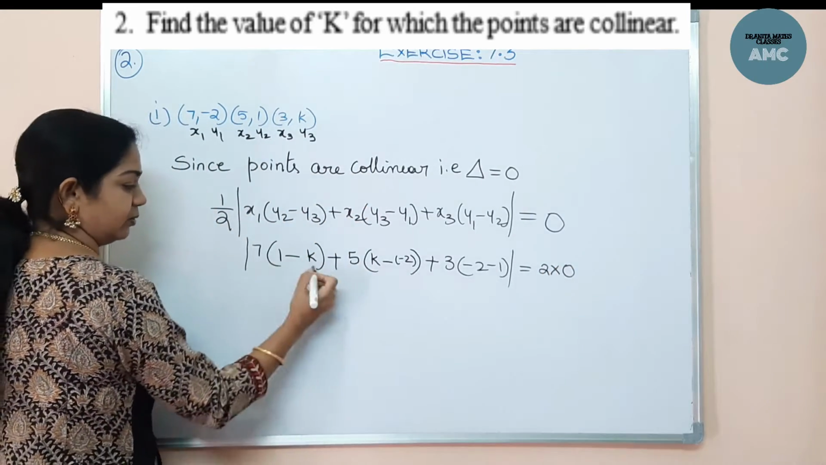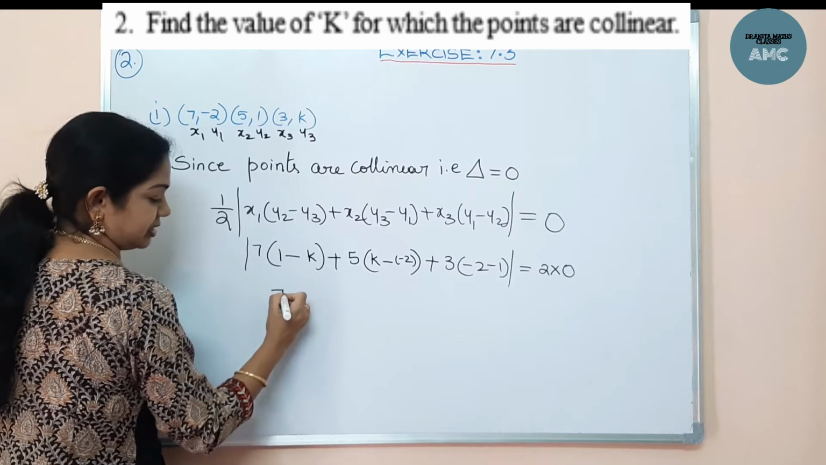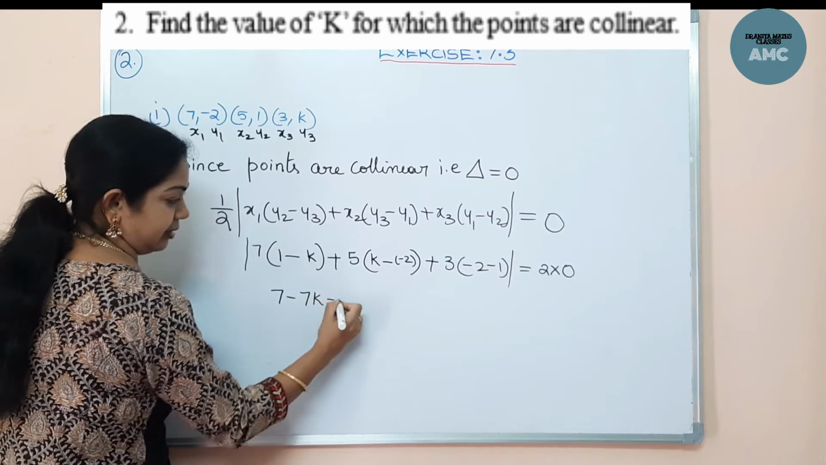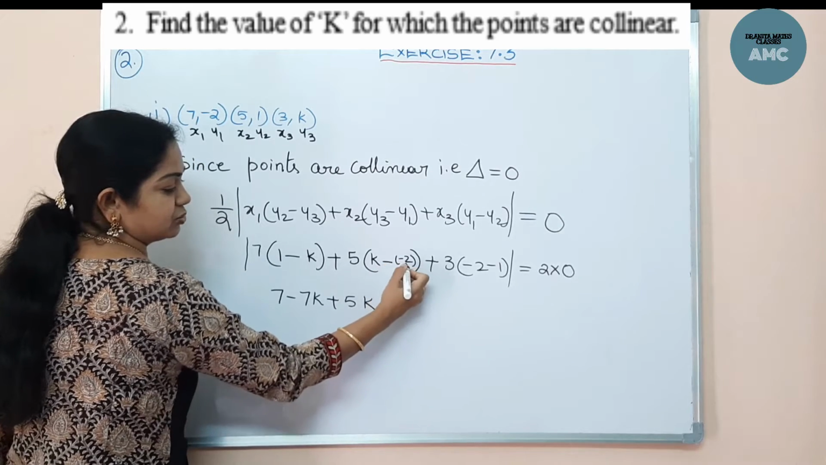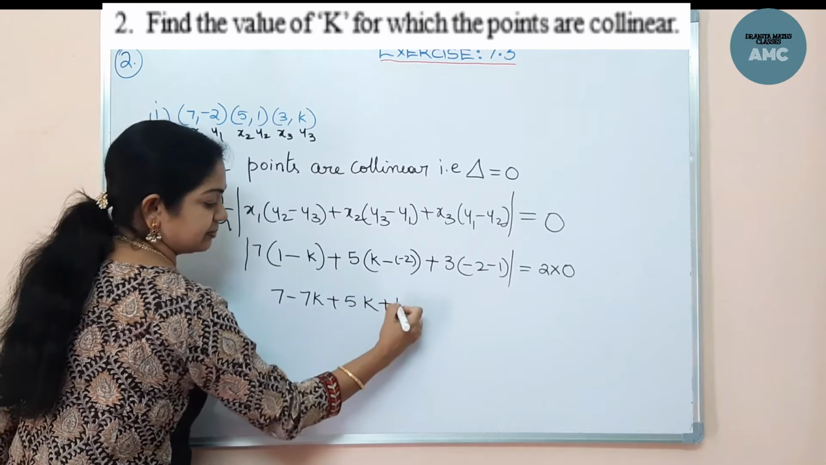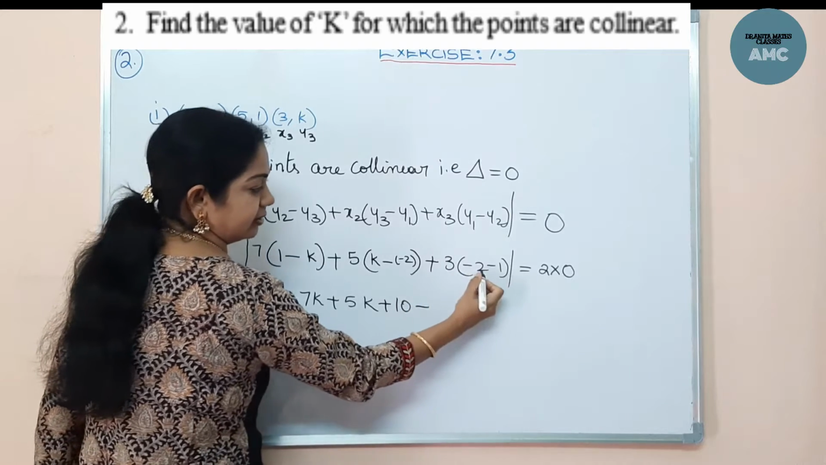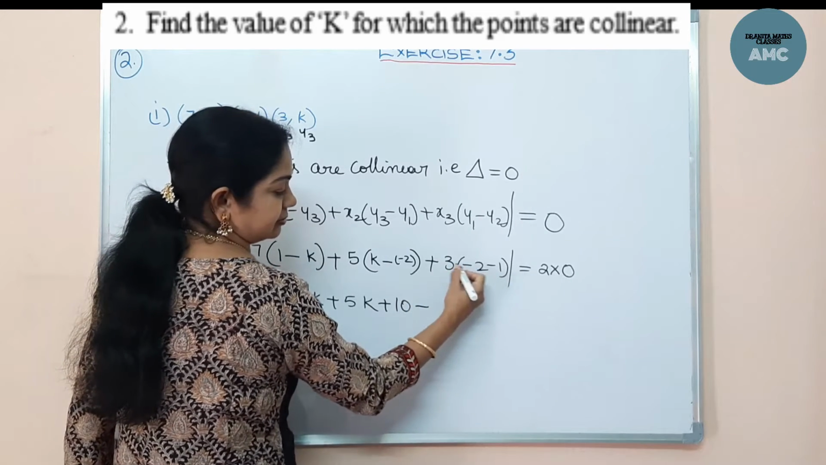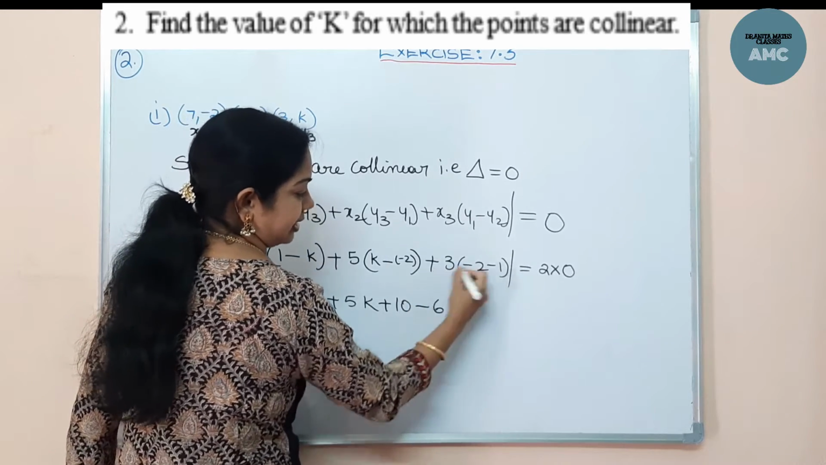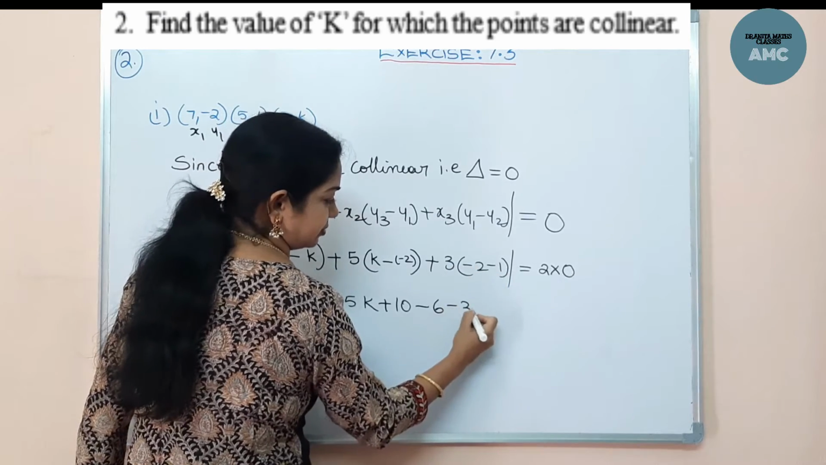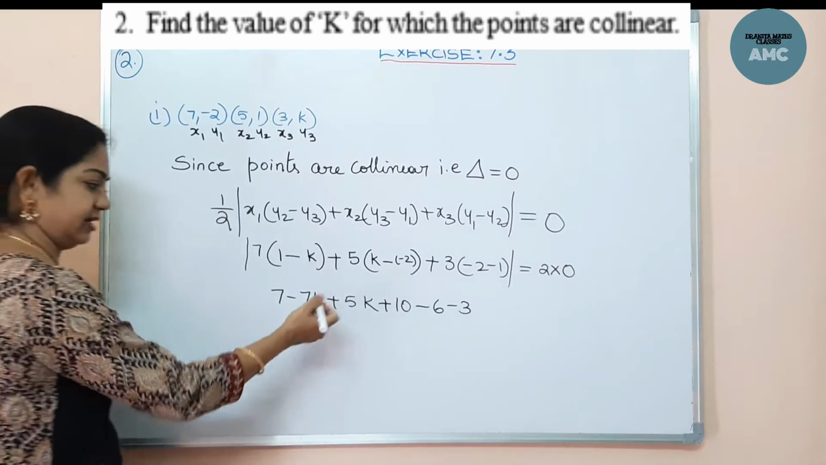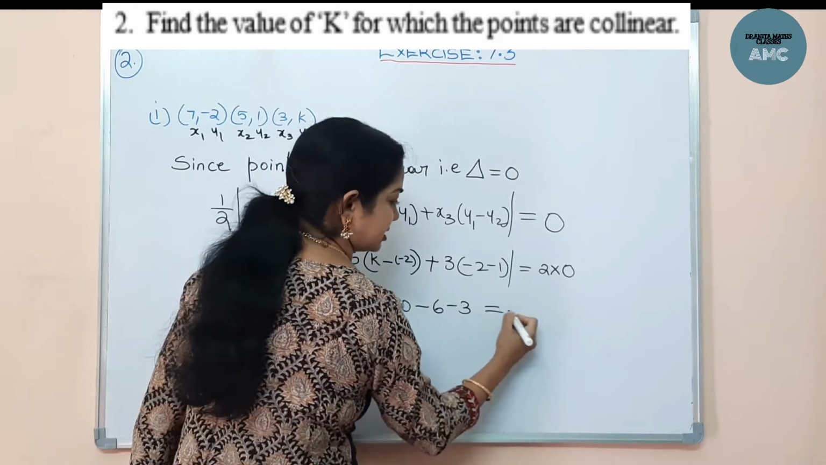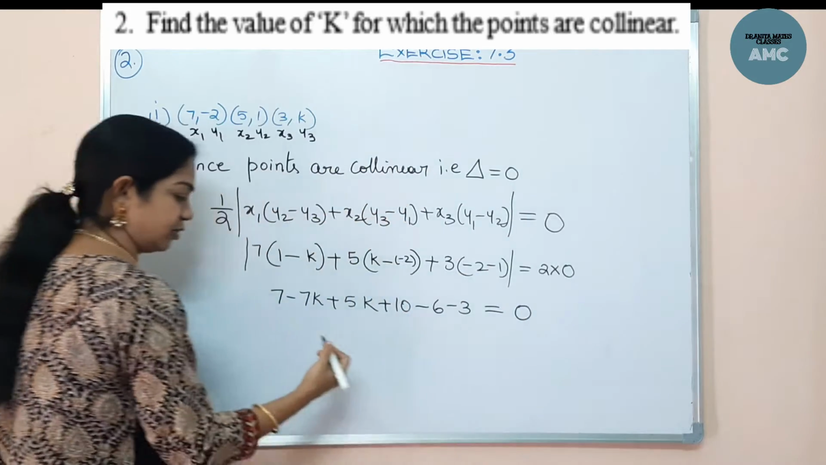Now we will open the bracket. 7 into 1 is 7, 7k plus 5k, minus, plus 2 into 5 is plus 10. Then minus 3 into 3 comes to minus 9. So this is 0. Now we can take the mod also.